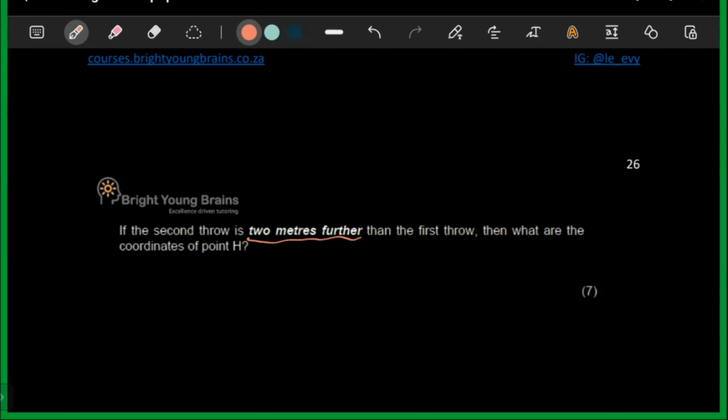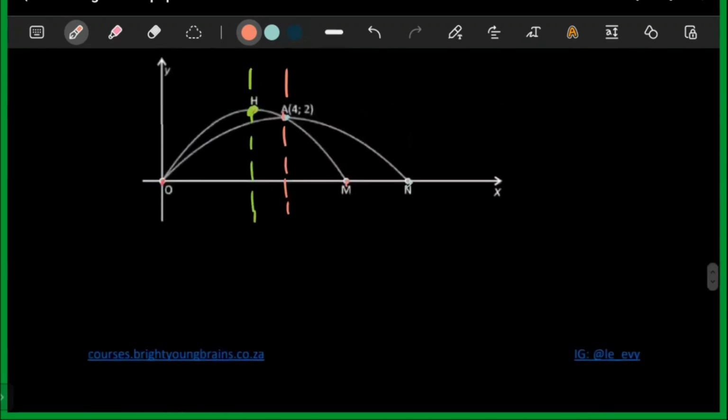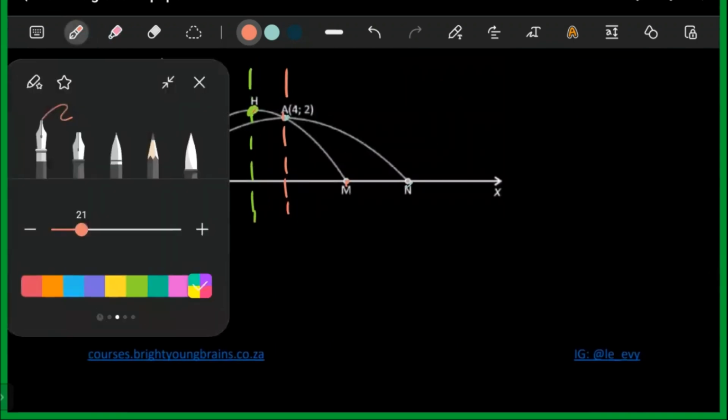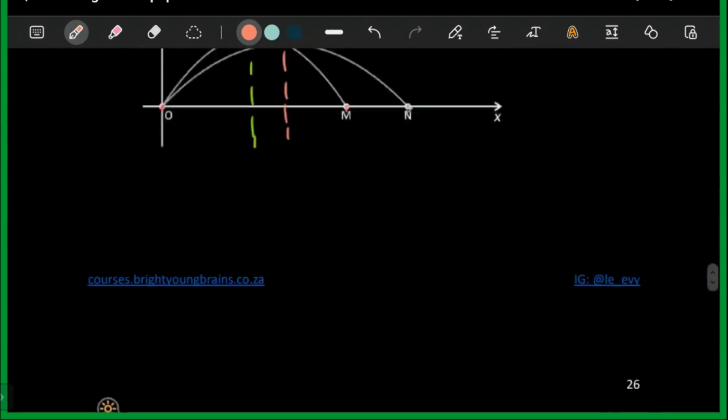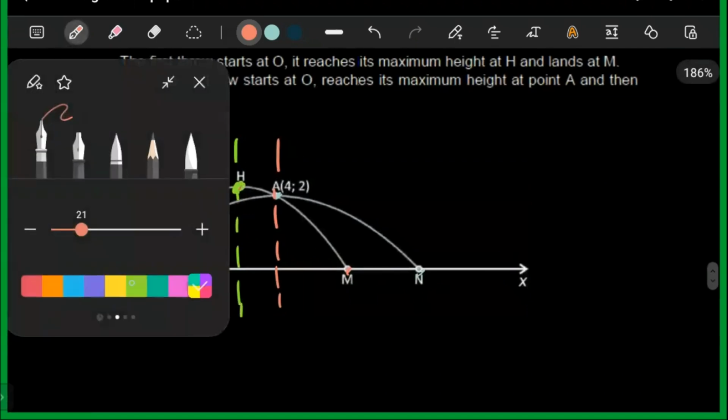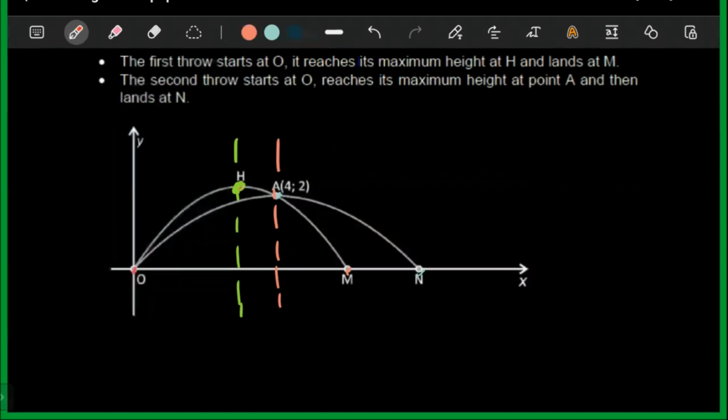So if the second throw is 2 meters further right, asking for the coordinates of H. So this is what we can do. Let's read that again. If the second throw is 2 meters further than the first throw, then what are the coordinates of H? So you don't have to panic with this kind of a question. Just get as much information as you can on the sketch. Obviously this is where the question paper goes into Super Saiyan mode. 7 mark questions are just a bit uncommon in CAPS, but the level of thinking is more or less the same.